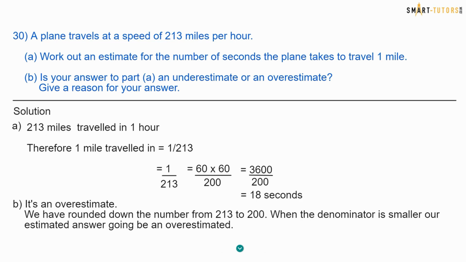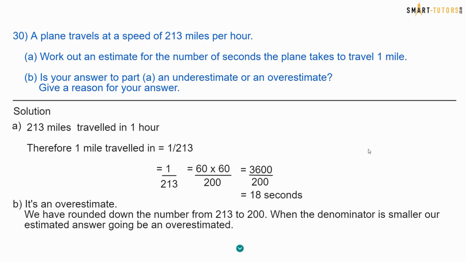213 miles traveled in 1 hour. So therefore 1 mile is traveled in 1 over 213 of an hour. Then they ask you to find seconds, so there are 3,600 seconds in 1 hour. I didn't round that 3,600 at all; leave it as it is.